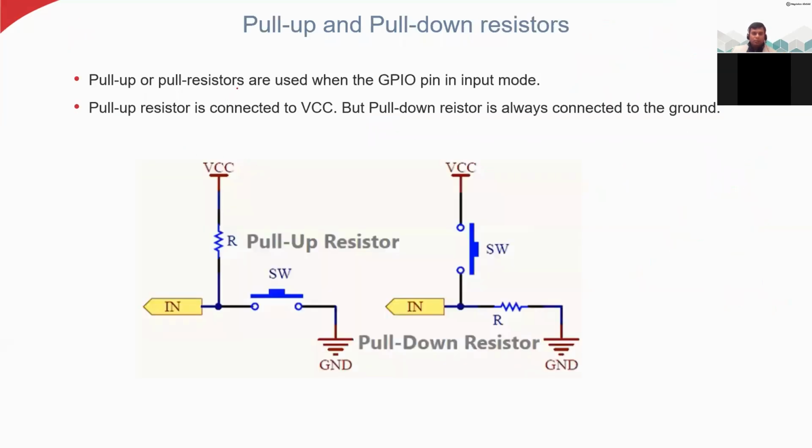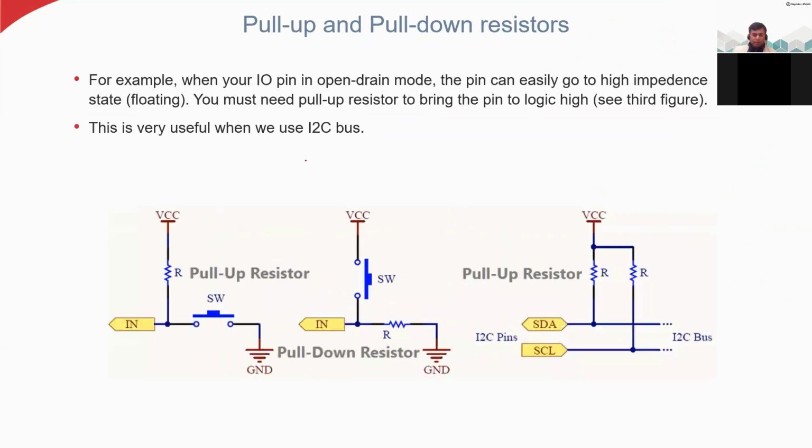Okay, so pull up or pull down resistors are used when the GPIO pin is in input mode. Okay, the pull up resistor is connected to VCC. Here you can see the pull up resistor. But the pull down resistor is always connected to the ground. You can see pull down. So it's connected to the ground. So we have two different methods to do that. I will show you here in this slide.